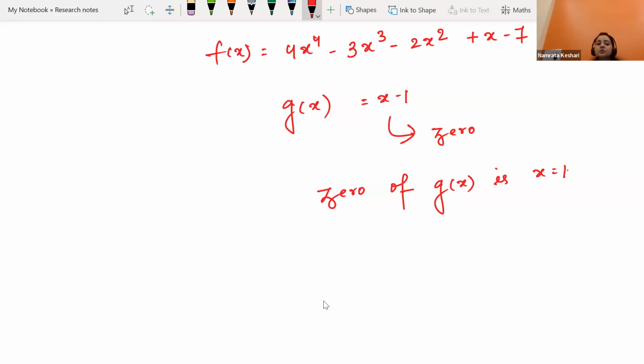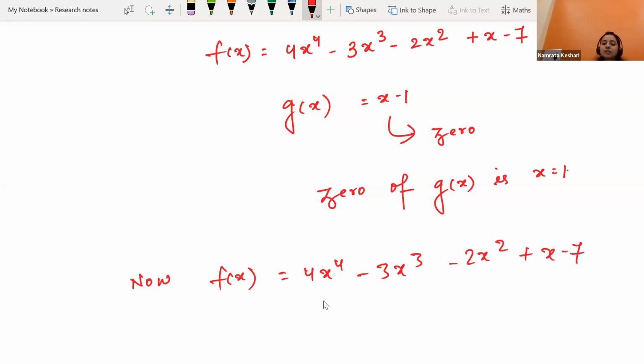Directly, let's substitute. Now, f of x is 4x to the power 4 minus 3x cubed minus 2x squared plus x minus 7. Now here at the place of x, we will be substituting 1. So f of 1 will be 4 times 1 to the power 4 minus 3 times 1 to the power 3 minus 2 times 1 to the power 2 plus 1 minus 7.